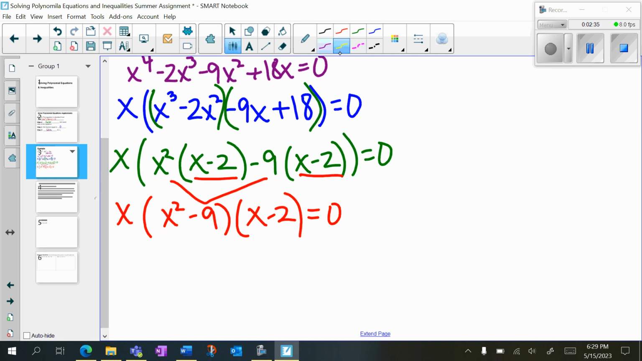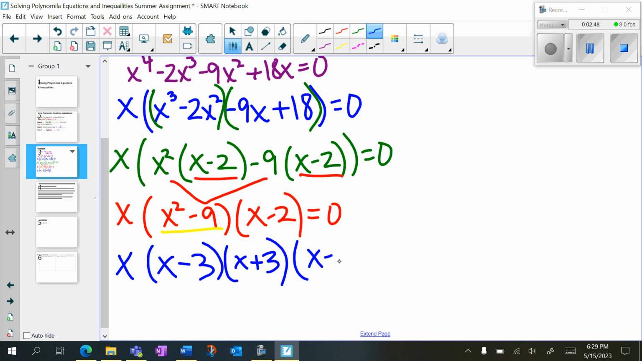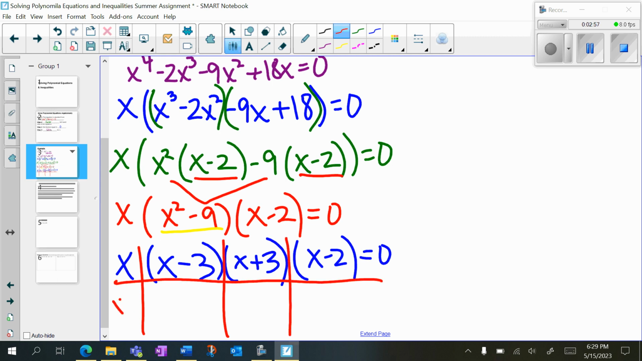Notice here, I have x squared minus 9, which is a difference of 2 perfect squares. So I'm going to factor that. To simplify that would be x minus 3, x plus 3, times x minus 2 is equal to 0. Then I'm going to set each factor equal to 0. So I have x is equal to 0, x is equal to 3, x is equal to negative 3, and x is equal to 2. I have 4 solutions.